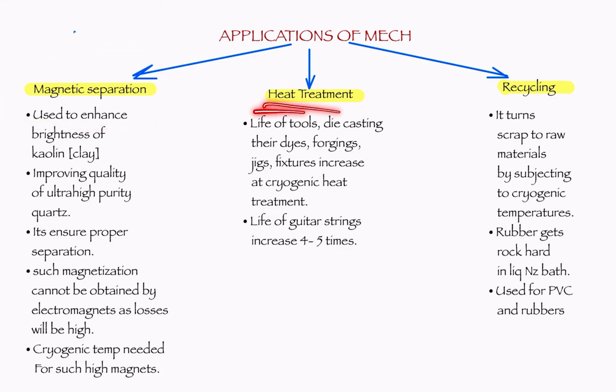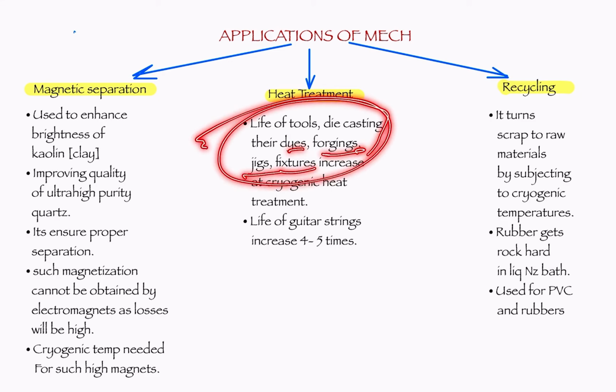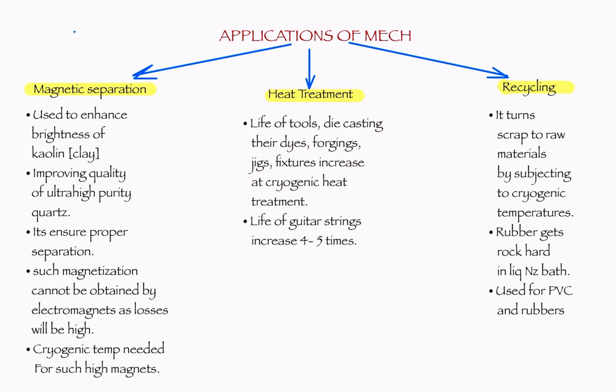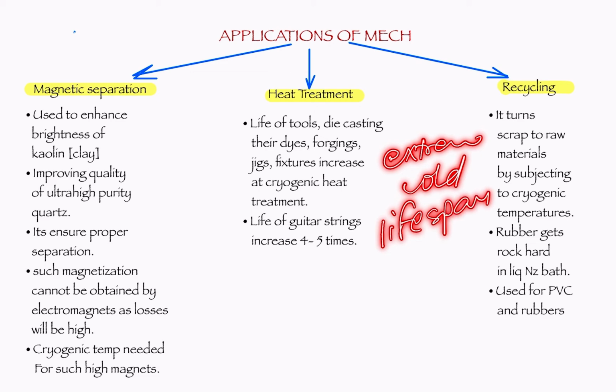Again, we use heat treatment. So, what is heat treatment? There are various tools, die castings, dies, forgings, jigs, fixtures, all of the mechanical kind of stuff. For increasing their life, we use cryogenic heat treatment. That is, we give them extreme cold conditions which increase their lifetime or lifespan.